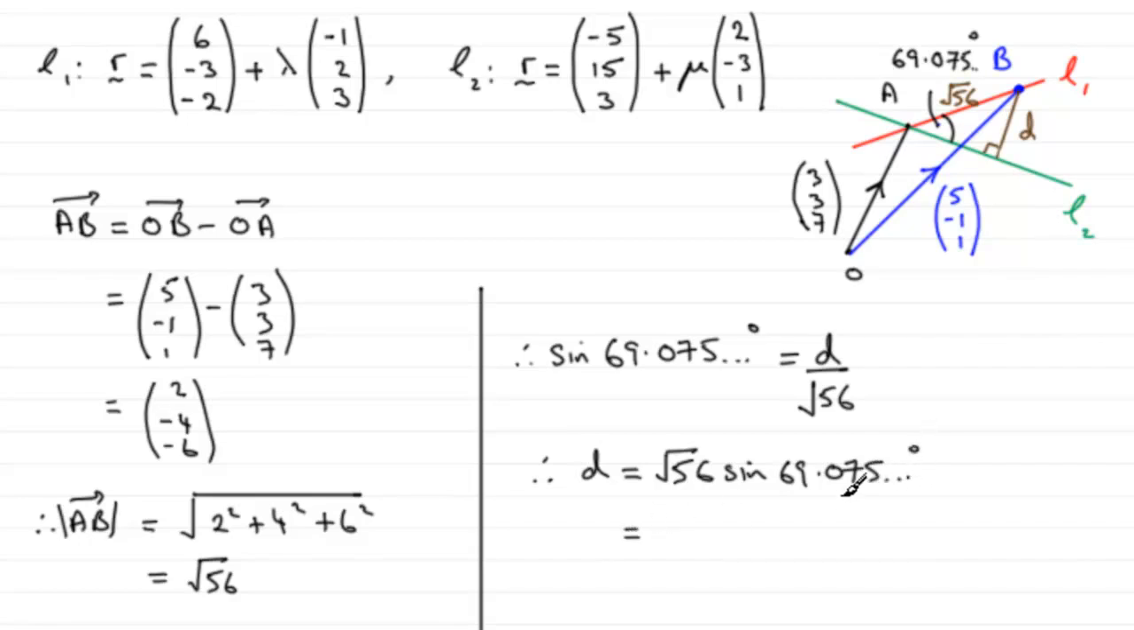Work this out on your calculator, make sure you're in degrees mode. It comes out at 6.9897 and so on. And if we give this answer to 3 significant figures, it's going to be 6.99, okay, to 3 SF, 3 significant figures. So there you go. That's how I would work that part out.